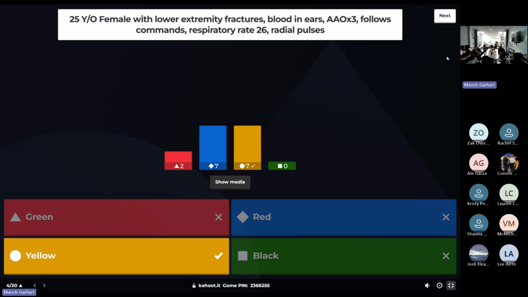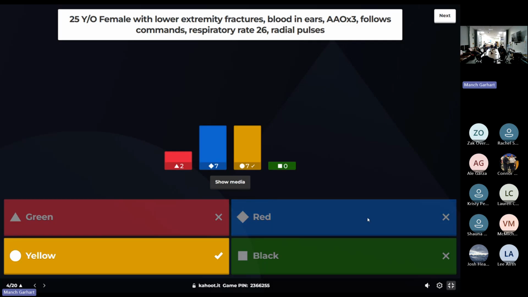I was between two. That's a really good question on this one. The idea is A&O times 3. Can they follow simple commands? That's where I'd be going back and forth. If they're already A&O times 3, I feel they could follow simple commands, so I'd be leaning more towards yellow. If they were A&O times 1, if they were lower on mentation, then I'd be a little bit more concerned and I'd probably go red.